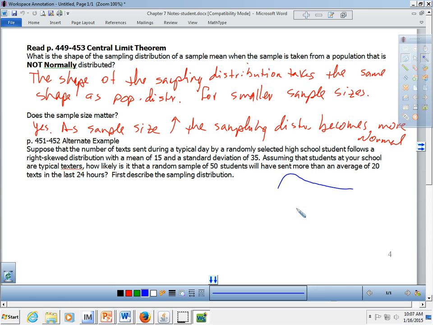Assuming that students at your school are typical texters, how likely is it that a random sample of 50 students will have sent more than an average of 20 texts in the last 24 hours?